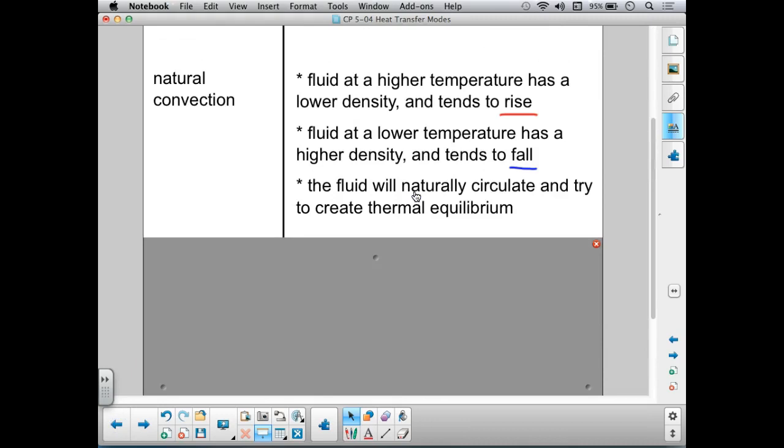So what nature is always trying to do is create thermal equilibrium. We know this from previous lectures. So what the fluid is actually doing is circulating so that it can try and even out the temperature in the room and make everything the same temperature. Because this is the ultimate goal. Thermal equilibrium means we want everything to get to the same temperature.